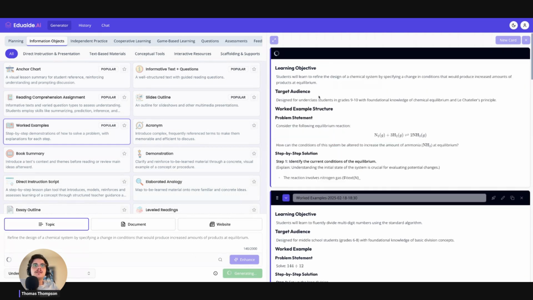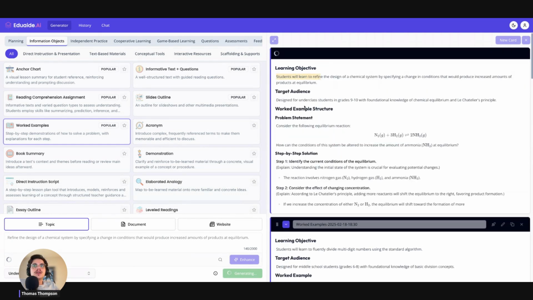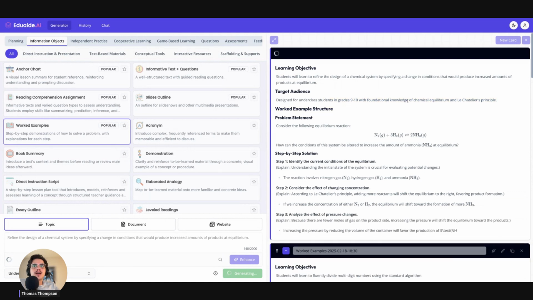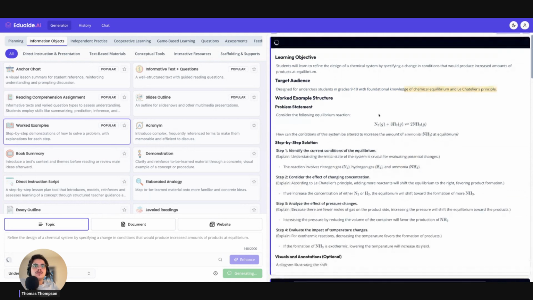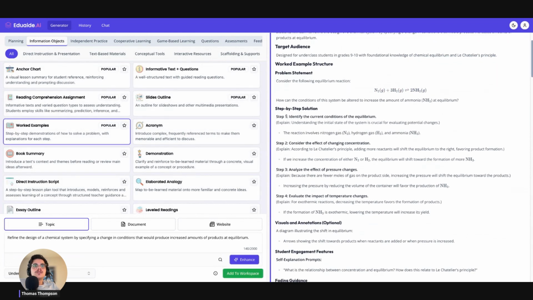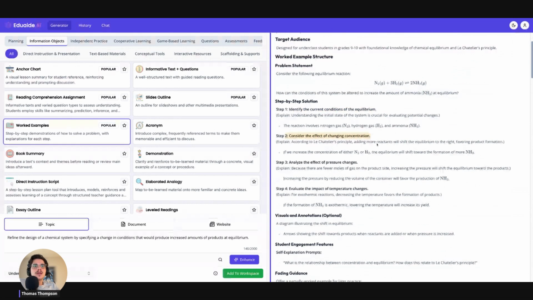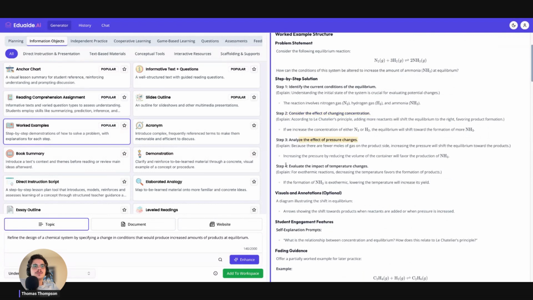We see it generating. We have our learning objective. We have our target audience with some of the background knowledge noted. We have the chemical equation, the equilibrium reaction here. We have our step by step solutions. So we identify the current conditions of equilibrium. We consider the effect of changing concentration. We analyze the effect of pressure changes. We evaluate the impact of temperature changes.